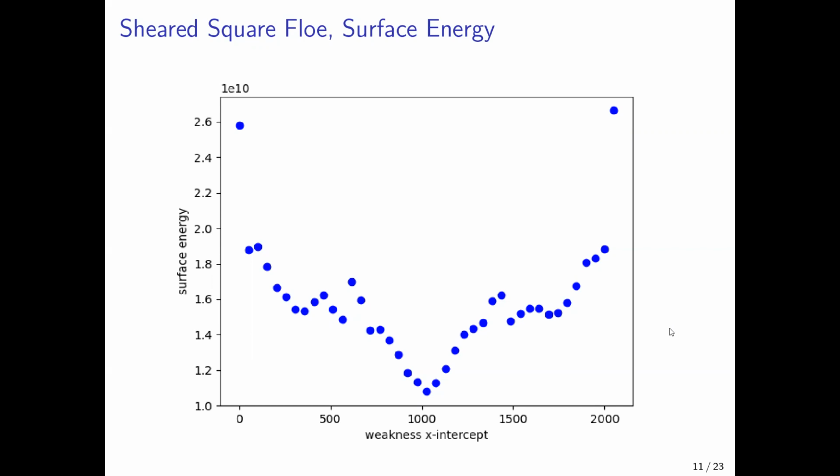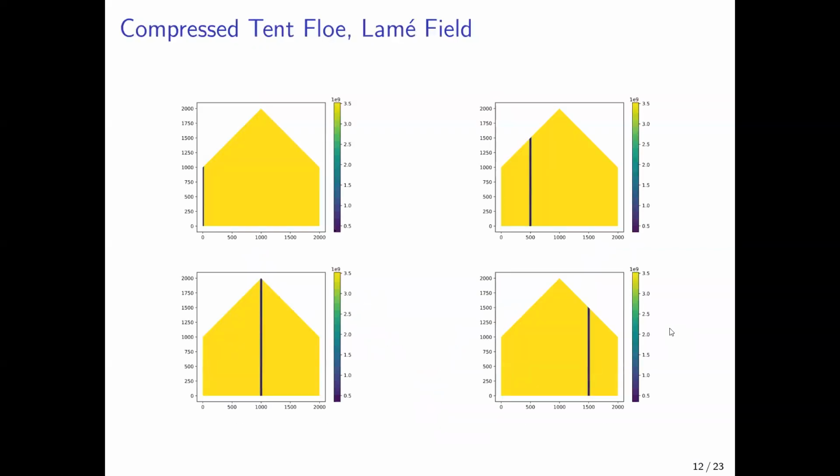But it's quite interesting because we have both continuous and discontinuous behavior in one plot, and we would like to capture the entire range of behavior, which can be very difficult. We want to run a few more experiments. I'd like to go over a few more experiments to show what else could happen. In this case, we have a tent-like flow and we want to compress it. In this case, the weaknesses are vertical lines that run from left to right.